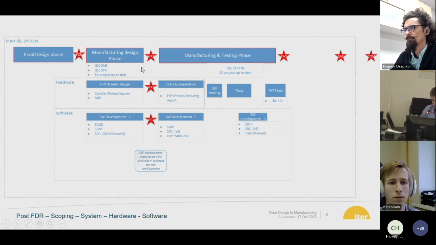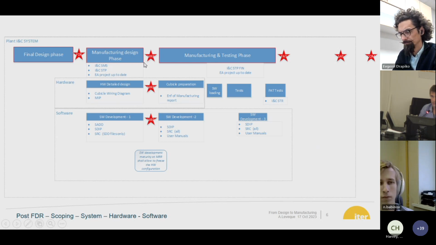So in this scheme, what I show is that what we expect for manufacturing design phase at system level is to write a document called INC SMS, the System Manufacturing Specification, and to develop further the INC system test plan. And even if the EA is not the core topic of the MRR work, any change of design that happens between FDR and MRR should be tracked on EA, because EA should be kept up to date for all the life cycle of your plant system.